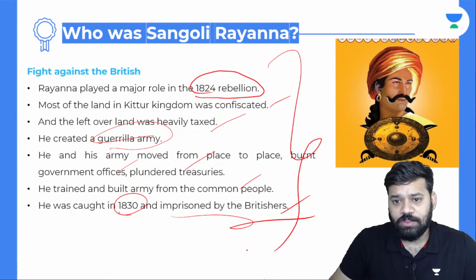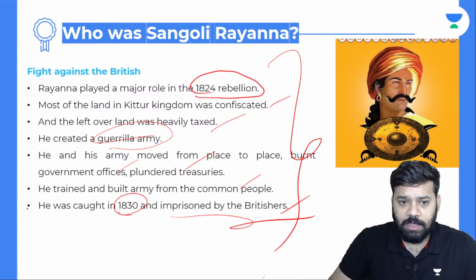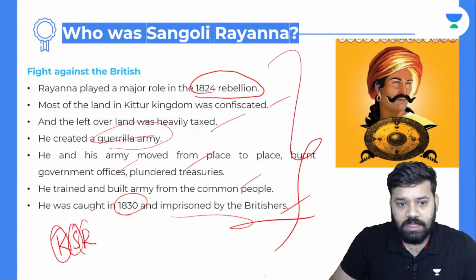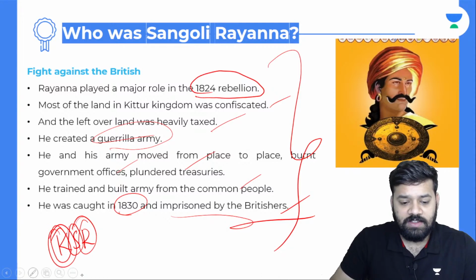So these are the things that you need to remember about Sangoli Rayana. Sangoli Rayana was also a freedom fighter, and Bangalore railway station has been named after him. If you check it out, it will be KSR. That means Kranti Veera Sangoli Rayana. Kranti means revolution. Revolutionary Sangoli Rayana railway station.